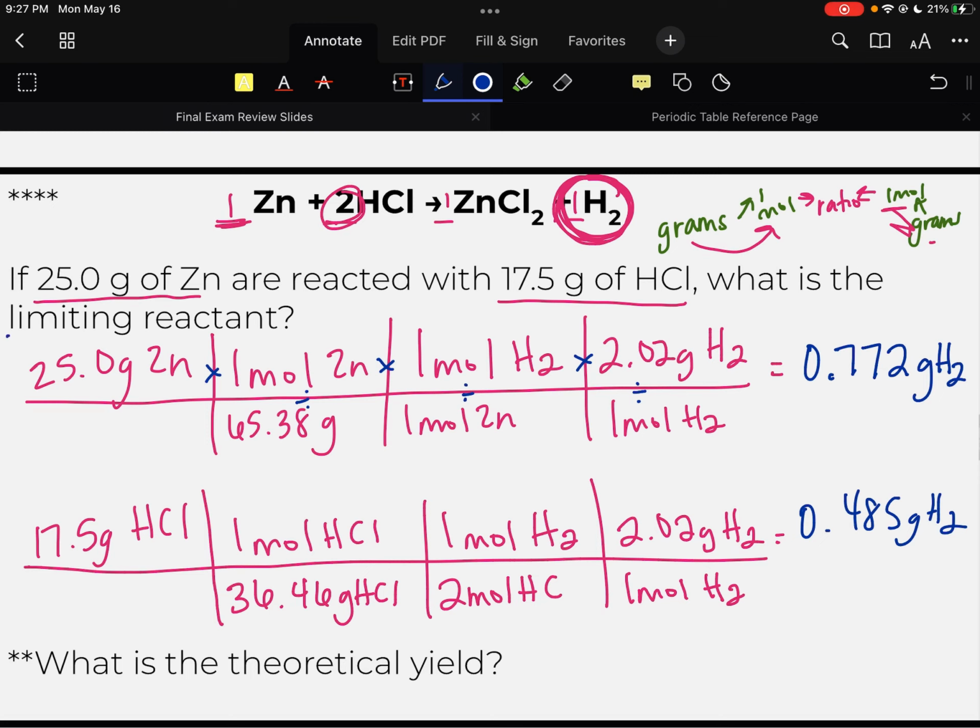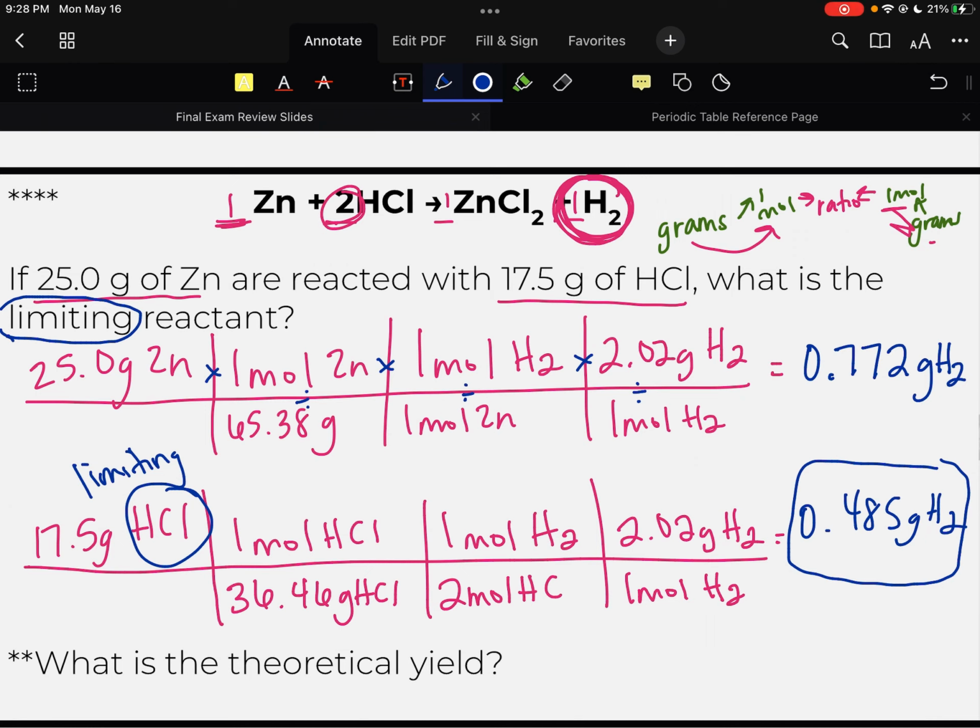So in this case, remember the limiting reactant is the one that is limiting, right, the reactant that gets used up first. It's the one that controls how much you can make, and we can figure that out because it's always the one that makes the smallest amount. So I know my limiting reactant is HCl. And then when it asks me what my theoretical yield is, you've already calculated that. You did that in order to find the limiting reactant. So your theoretical yield is just 0.485 grams.